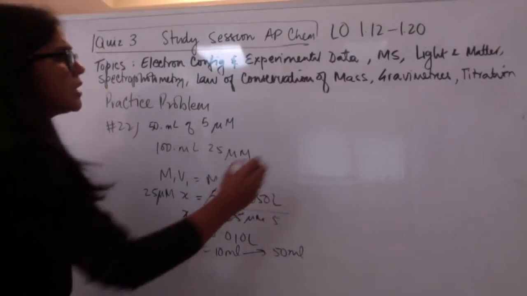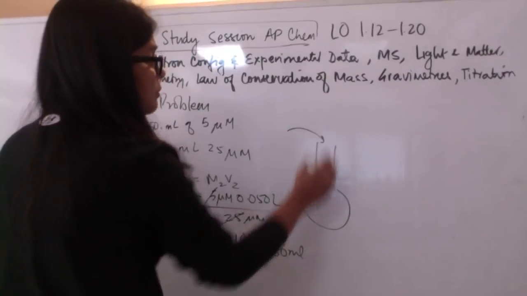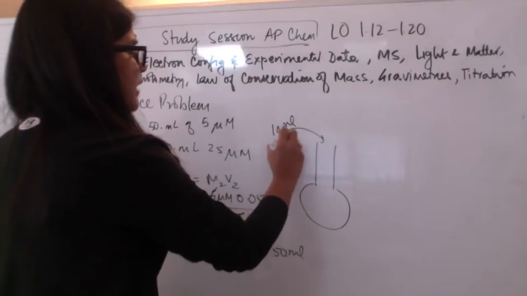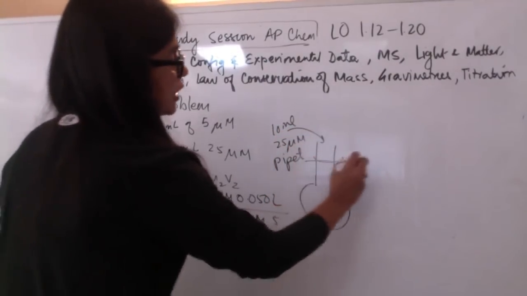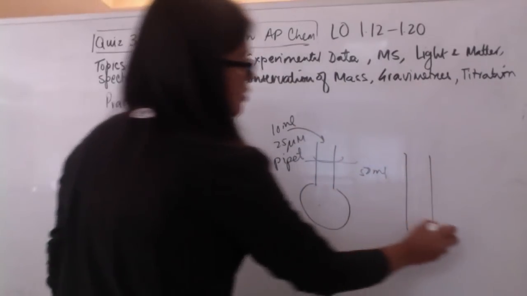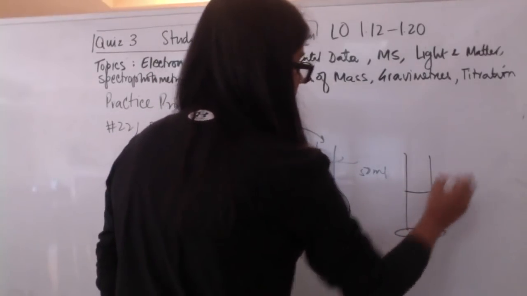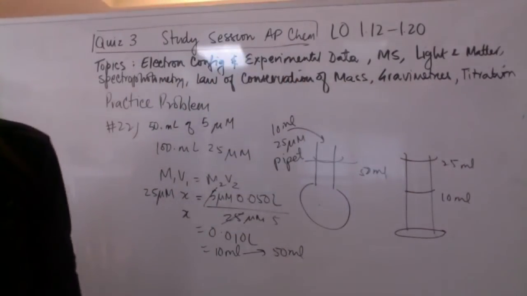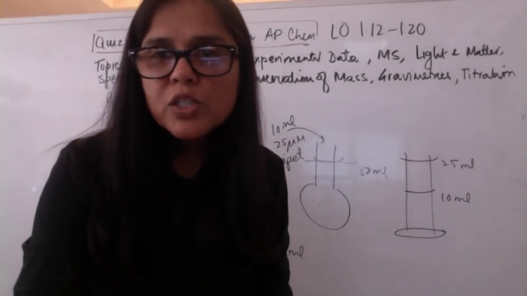And how do you do it? You do it using a volumetric flask or a graduated cylinder. So you can pour out 10 mL of 25 micromolar solution using a pipette and then make up the volume to 50 mL. That's one way. You can also use a graduated cylinder to take 10 mL, then make up the volume to 50 mL. Either works. So that was Manju's question.